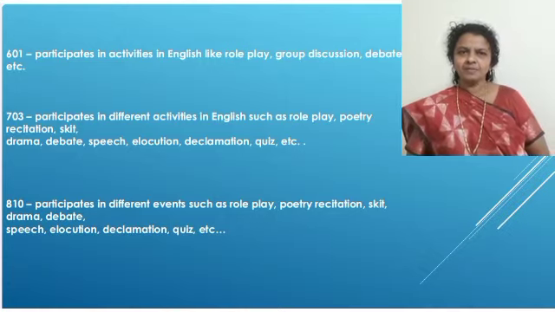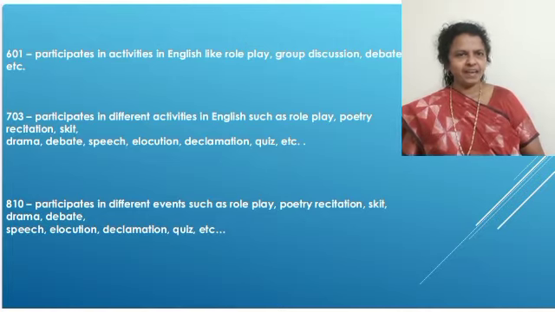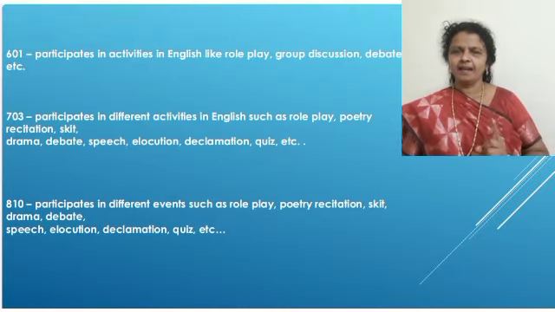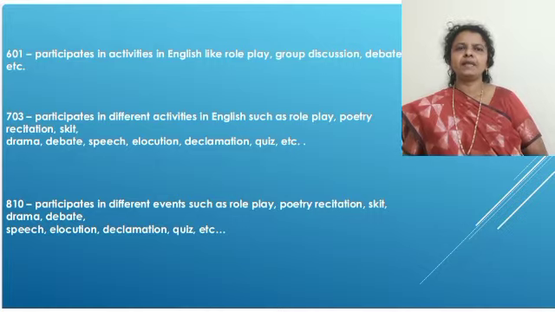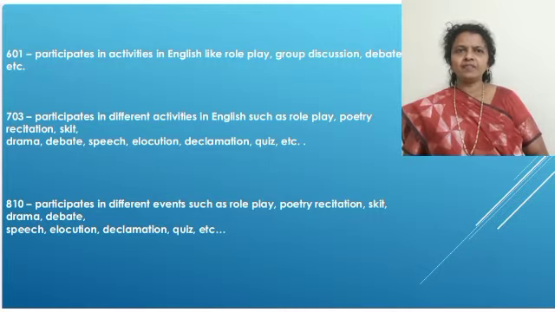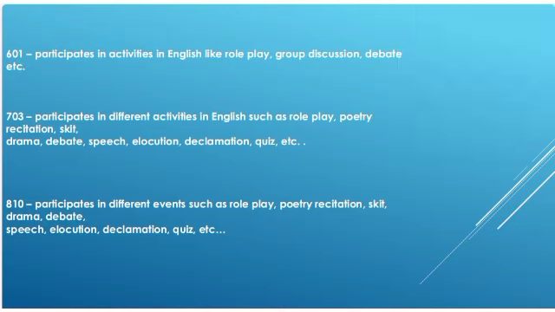The learning outcomes stated in each curricular area are spirally linked in terms of age appropriateness and complexity. Let us see one example for that. The first learning outcome in 6th standard, that is 601, is participates in activities in English like role play, group discussion, debate, etc. The same learning outcome is given in 7th standard in 703.